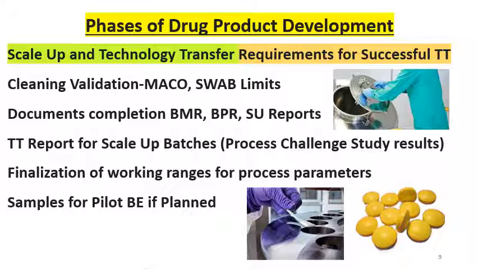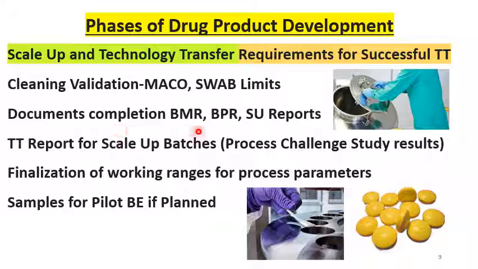Then coming to the cleaning validation, MACO and swab limits. These MACO limits are required to be given, and these are calculated based on the batch size and the least or most potent API manufactured into the production line. So a separate MACO value is required to be calculated based on the product batch size, and swab limits are decided. This cleaning validation is nowadays a very important part of the tech transfer and scale up, so that is required to be made available before the product starts at the manufacturing site.